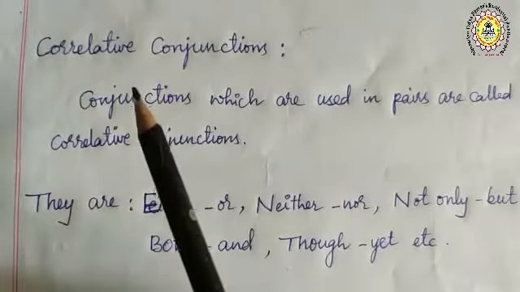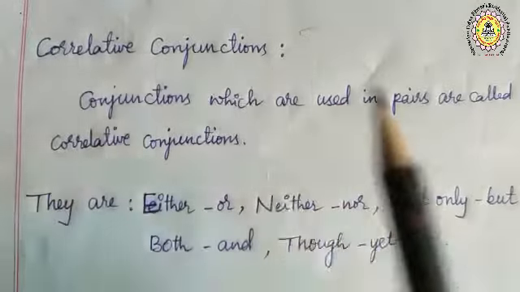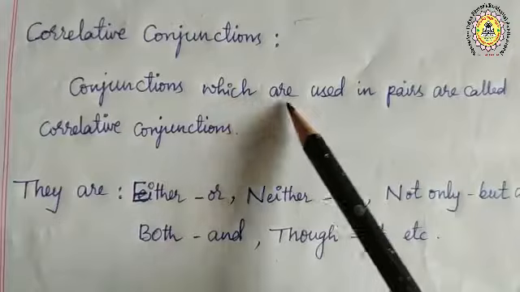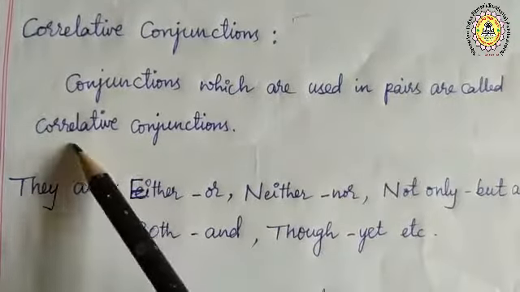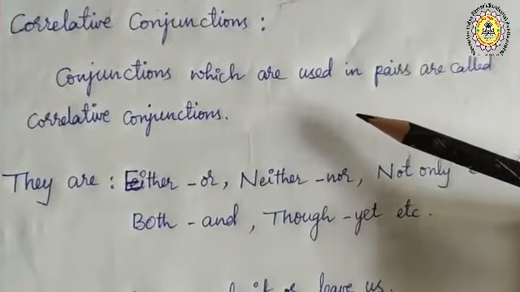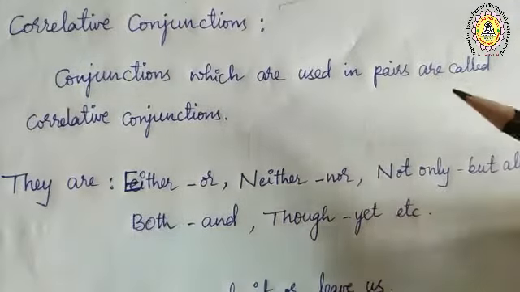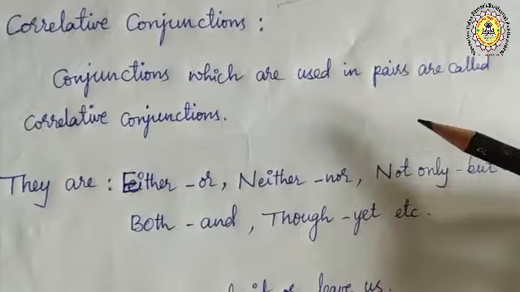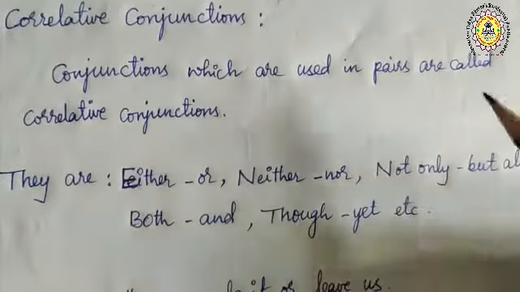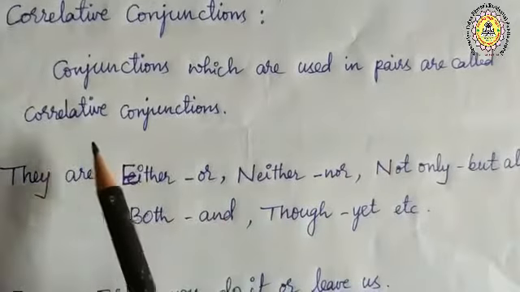Now let us see the third one, correlative conjunctions. Let us see its definition. Conjunctions which are used in pairs are called correlative conjunctions. Till now, in subordinating conjunctions and coordinating conjunctions, we have used only single words. But here in correlative conjunctions, we are going to use pairs of words. So this is called correlative conjunctions.